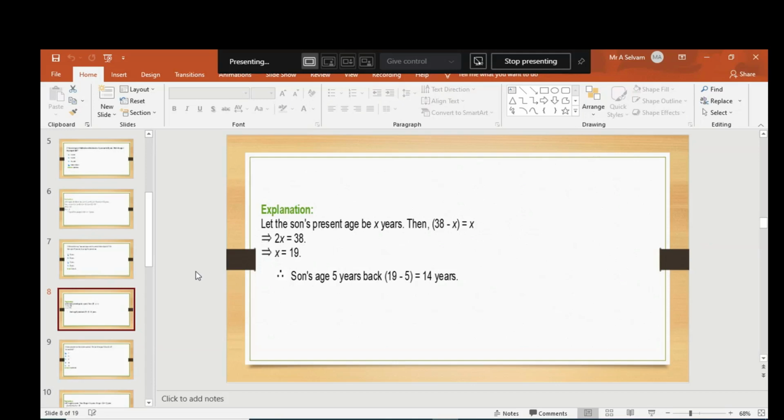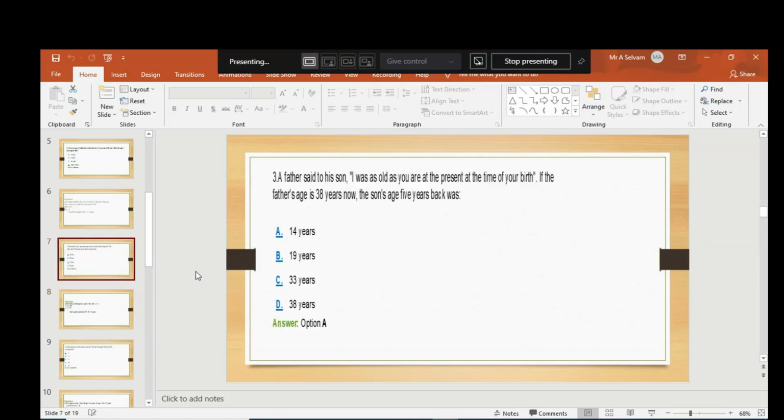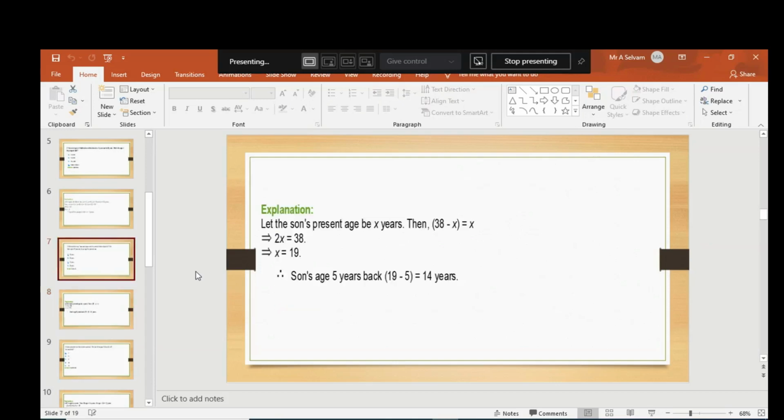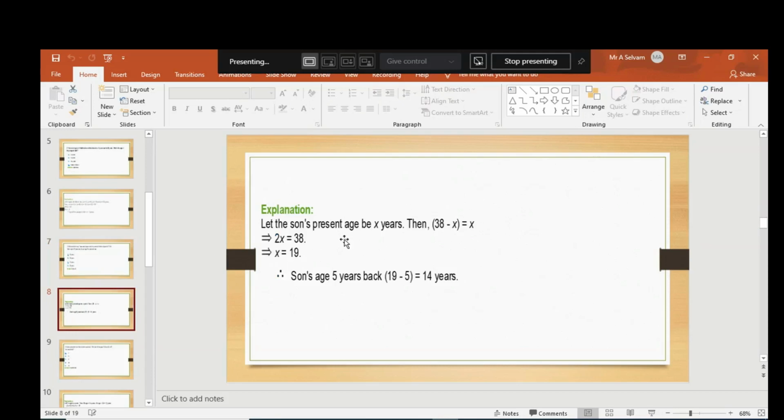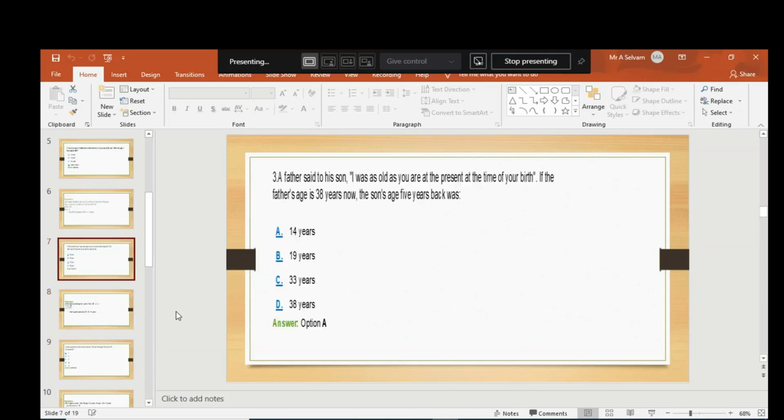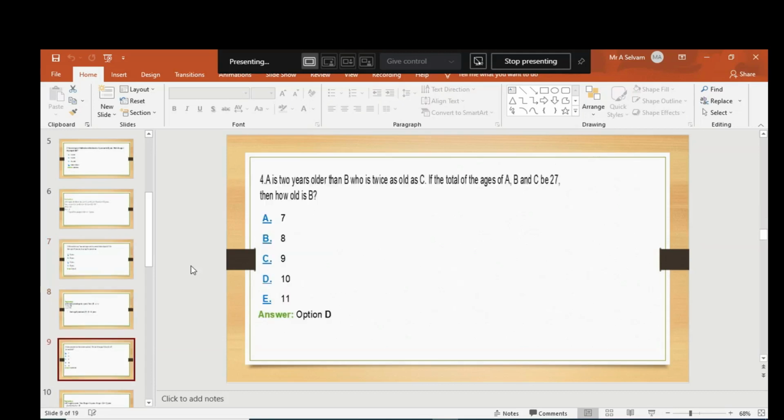Now the son's age 5 years back is what they have given, right? Yes, look at the son's age 5 years back. So x we know. From x we can subtract 5, equal to 14. Sorry, equal to 14. This is the son's age in the beginning. Look at the option part. Option A is the answer for this. Okay, fine. The same manner only for the upcoming problems also.